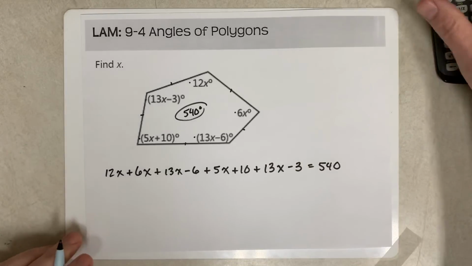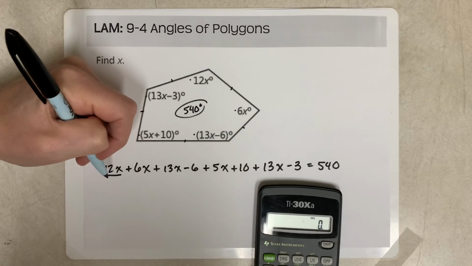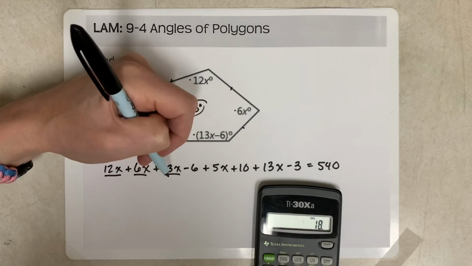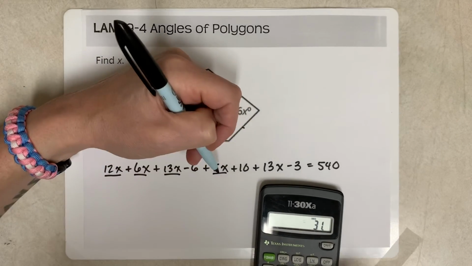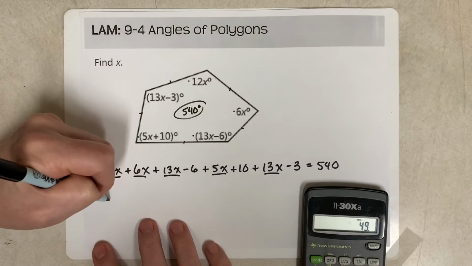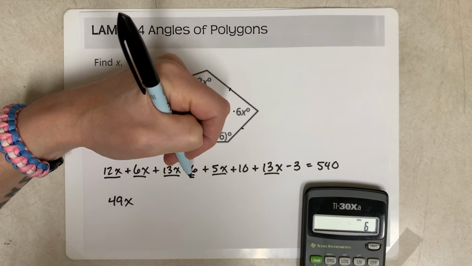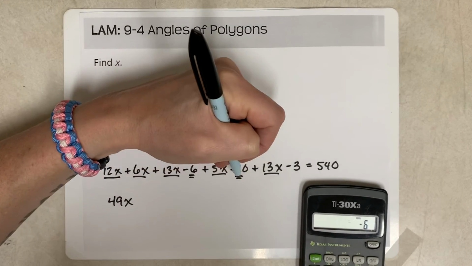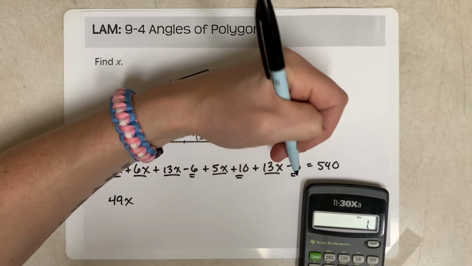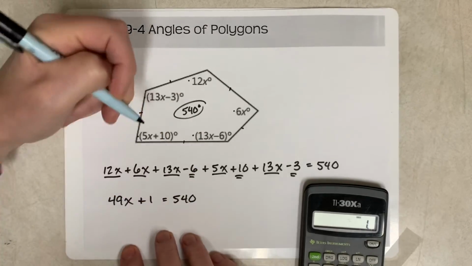Okay, let's do what we did last time. Let's add up all the x's first. So we're going to get 12 here plus 6 plus 13 plus another 5 plus another 13, and I get 49 x's. Okay, now constants. We have a negative 6 plus 10, and then minus 3, and we get 1. So plus 1 equals 540.